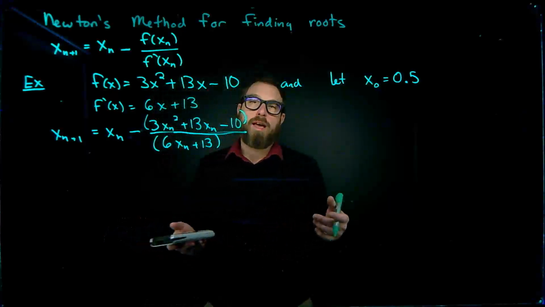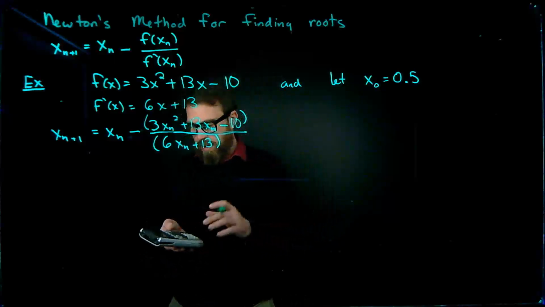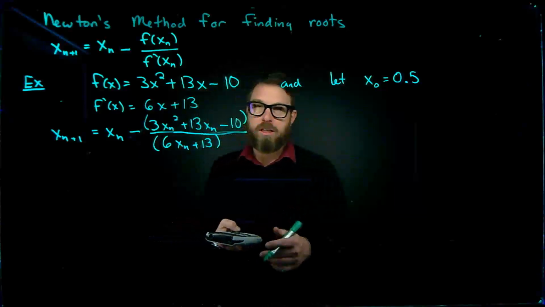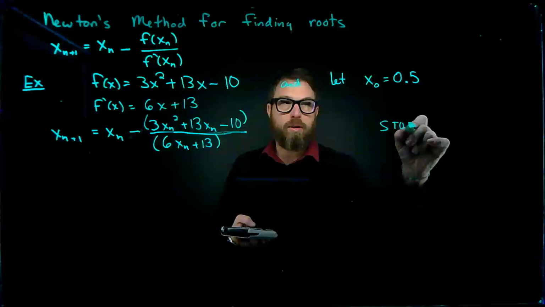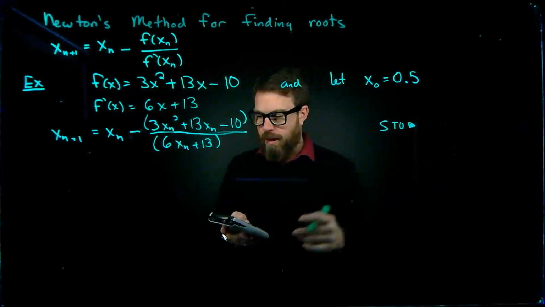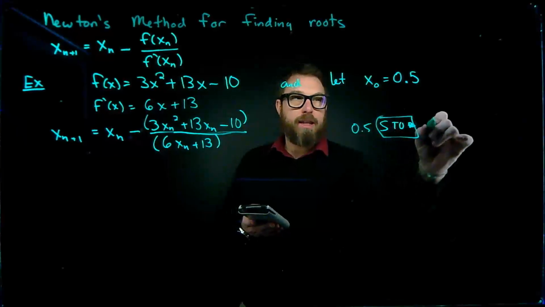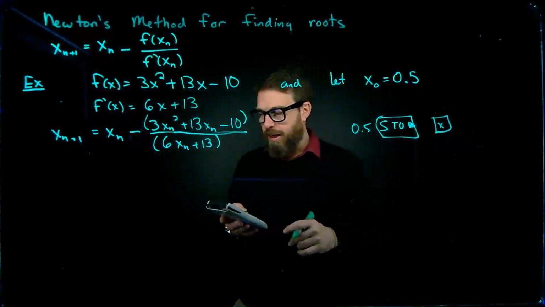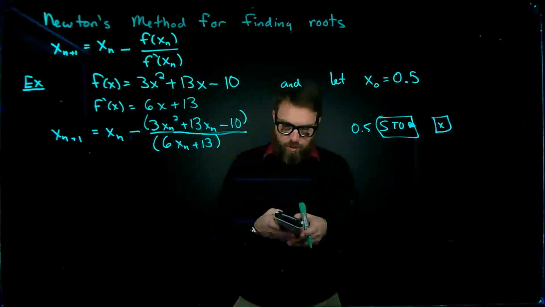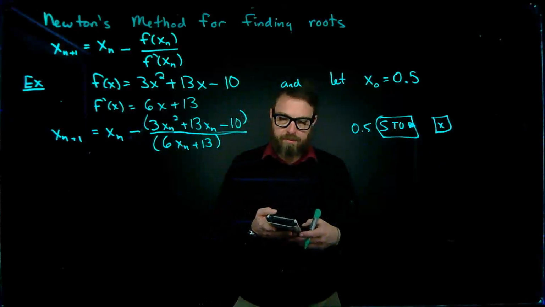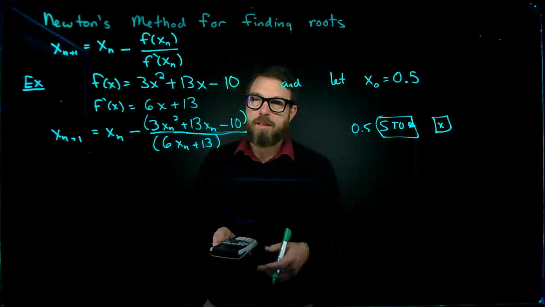Now what I have to do is pick a choice for x. So I'm going to go 0.5 and hit the store button. The store is that STO with a little arrow. It looks like this. I'm going to store, so I go 0.5, hit that store button, and then I hit the x button. So 0.5, store to x, enter.